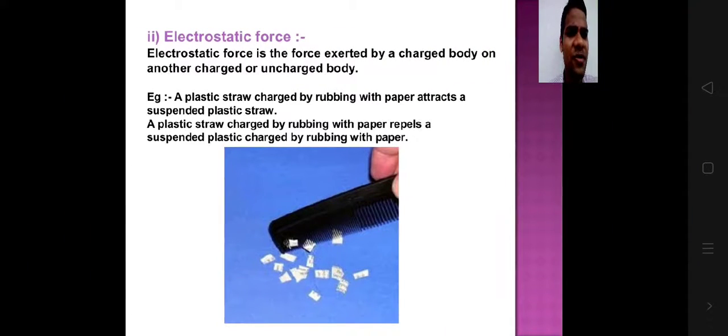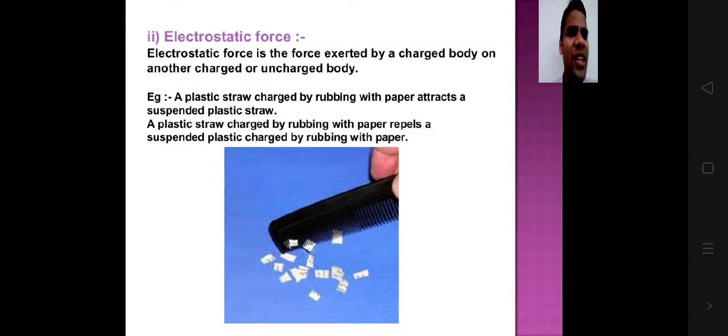The other one is electrostatic force. We are very familiar with this kind of technique. We all used to have fun with this. You rub a comb with dry hair and bring it closer to dry pieces of paper. The paper pieces start clipping and they get attracted to your comb. What is happening? If you look into the science behind this, there is basically a charge transfer which is taking place, which is making the pieces of paper get attracted towards the comb.